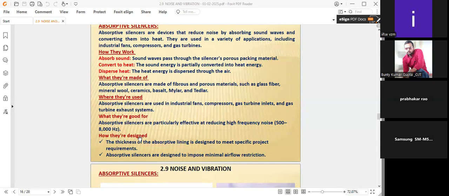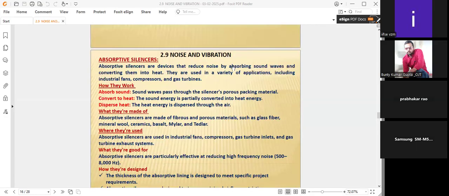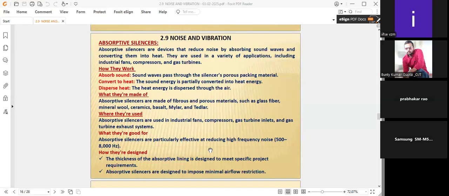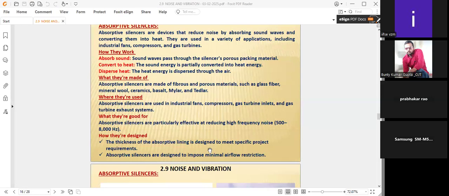How are they designed? The thickness of the absorptive lining is designed to meet the specific project requirements. The thickness of the absorbing lining is also designed in such a way that the noise will be absorbed by that thickness of the layer. Therefore, it will convert it into heat. Absorptive silencers are designed to impose minimum airflow restriction. It's very important where the airflow is more.